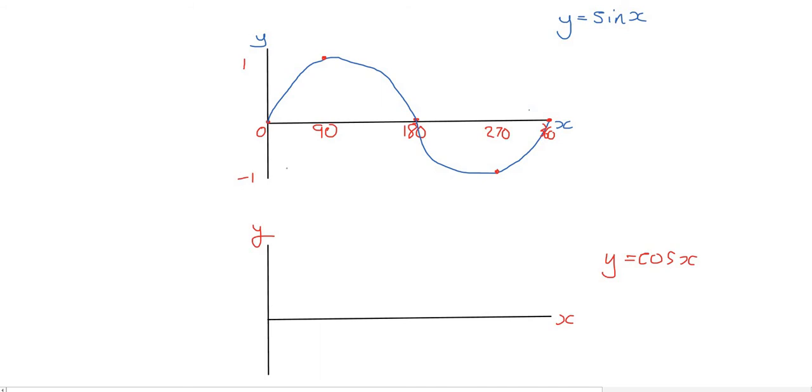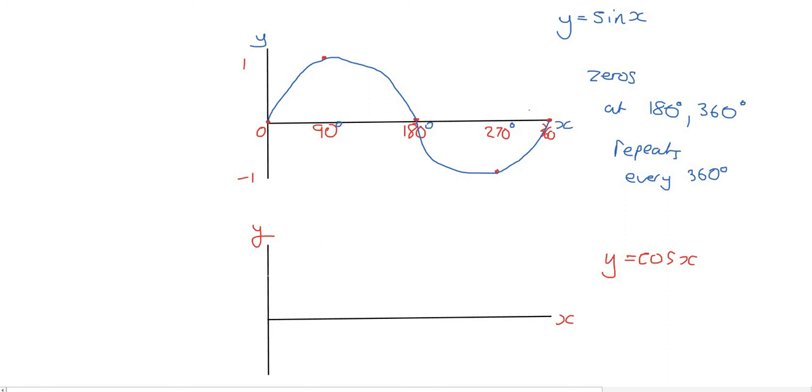Right, so that's y equals sine x. Notice it has zeros at 180, 360. And in fact, this graph repeats every 360. And I should point out that this is all in degrees. So, 90 degrees, 180, and so on.